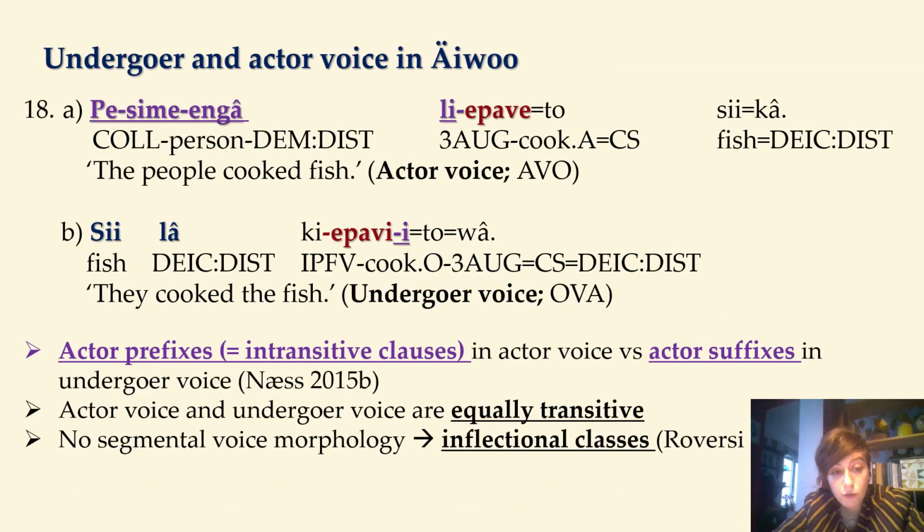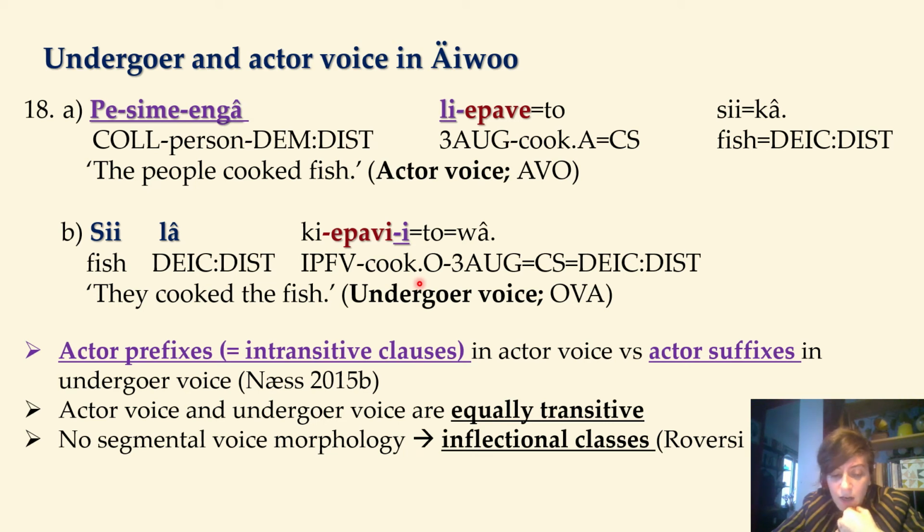So here we have two examples of the undergoer voice and the actor voice in Aiwoo. In 18a, we have the actor voice with the basic word order, which is AVO, with the actor in pre-verbal position. While in 18b, we have the undergoer voice with the undergoer in pre-verbal position, and the word order is OVA.